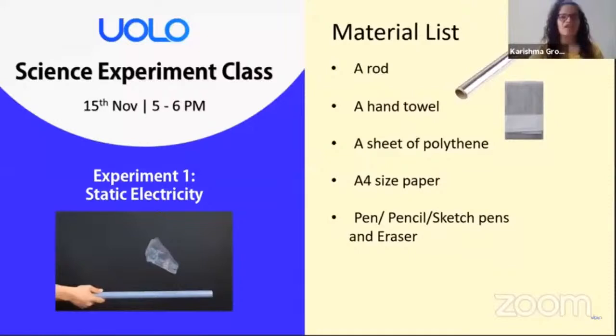So this is your material list: a rod, a hand towel, a sheet of polythene, A4 size paper, pen, pencil, sketch pens, and eraser. I hope you all are ready with your material list. If not, I can see a few of you running, so I'll give you all a few seconds to go grab your stuff and then we start.